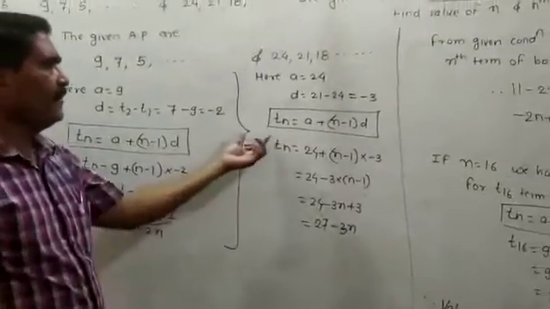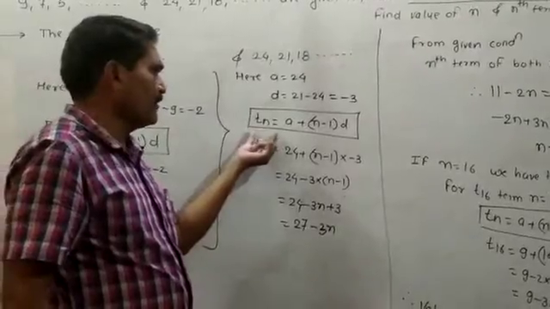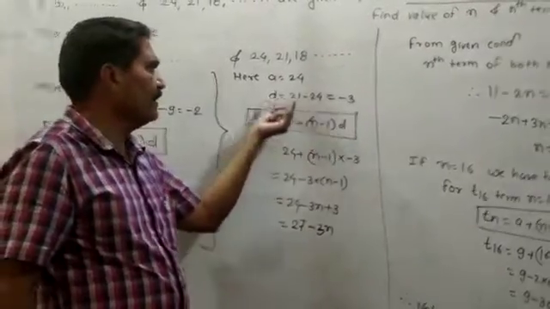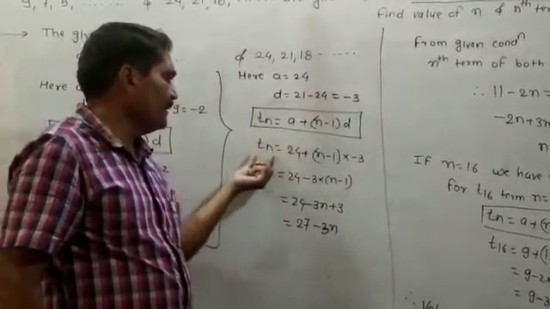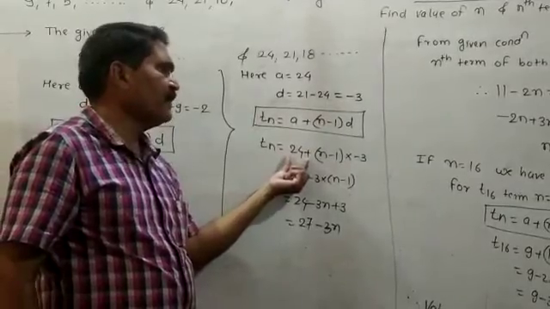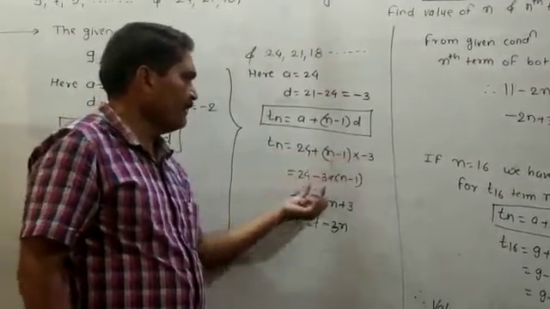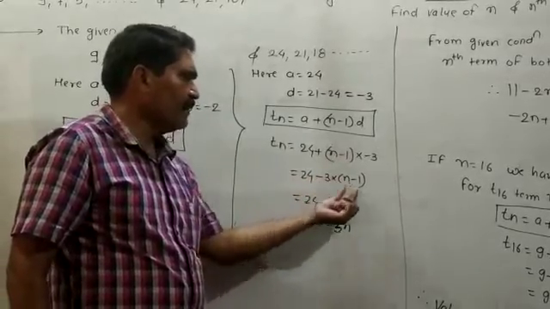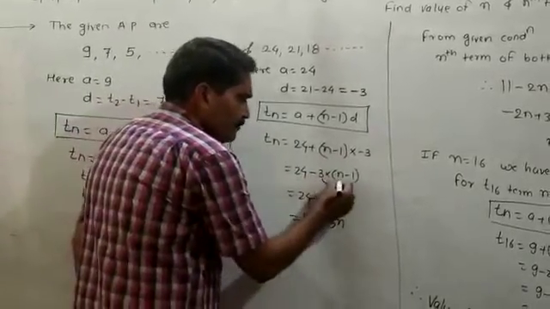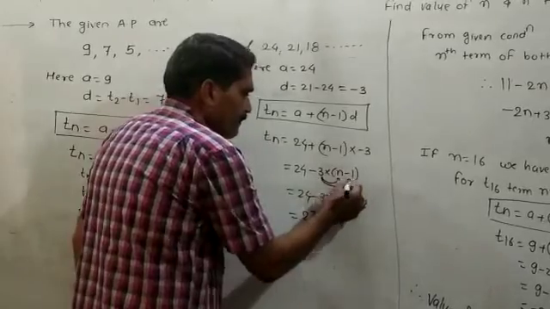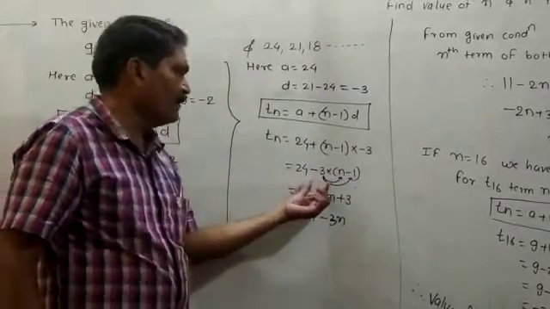In the same way, you have to find out the Tn of the second progression. Tn is equal to A plus n minus 1 into D. You have to put the value of A and D. Tn is equal to A value is 24 plus n minus 1 into D value is minus 3. Plus multiplied by minus is equal to minus, 3 multiplied by n minus 1. You have to utilize the distributive law here. 3 multiplied by n and 3 multiplied by 1.